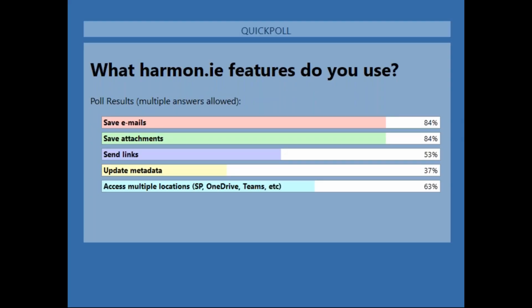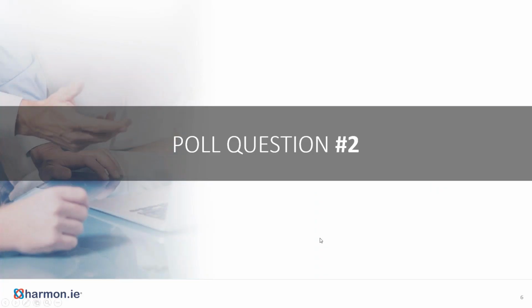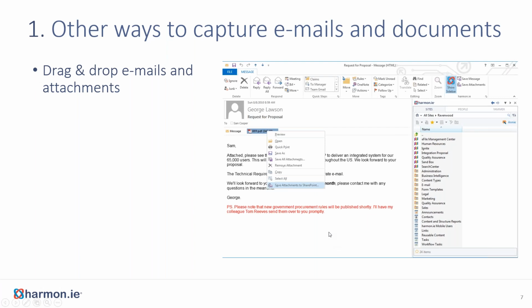There you get the results, Richard. Excellent. Thank you, everyone, once again. So the clear winners there are saving emails and saving attachments, as I was suggesting regarding the drag and drop functionality. But I can see some people are using Harmony to actually send links to people, and working with metadata and connecting to multiple locations as well, which is great. So let's take a look at some of the areas that hopefully you can learn a few things from in today's session.